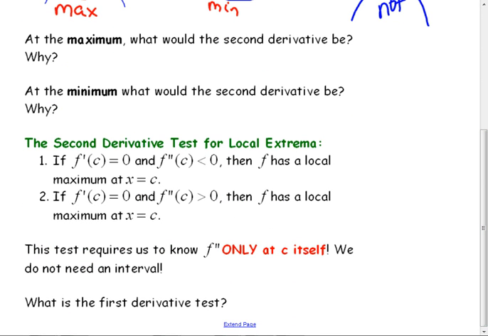The test requires us to know the second derivative only at the C value. I don't have to look at what's happening on each side. And sometimes, especially in BC Calc, we only have the second derivative to look at. We don't have the function, so we can't use the first derivative test. Remember what the first derivative test is?